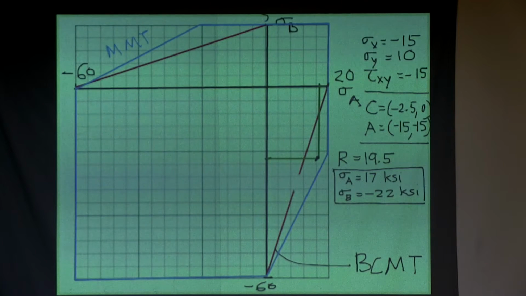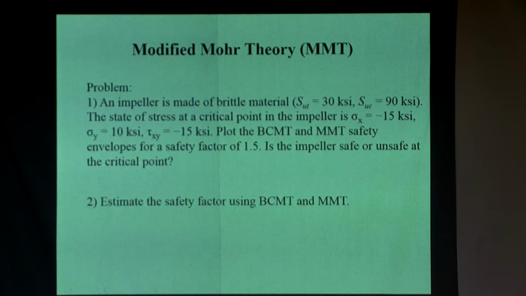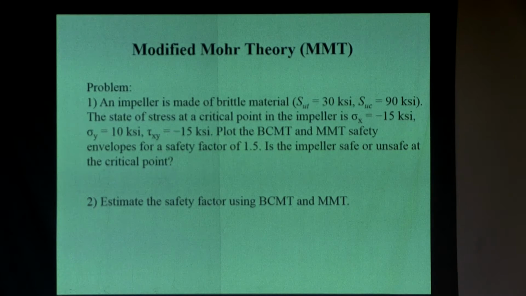Okay? So, the answer to this question, going back to the question itself: is the impeller safe or unsafe at the critical point? According to BCMT, the answer is it's not safe, it's unsafe, and according to MMT, it's safe. So the next part of the question is, since it didn't plot on any of the lines, what is the safety factor that was used by whoever came up with this? So we will estimate the safety factor now using BCMT and MMT. So let's do that.